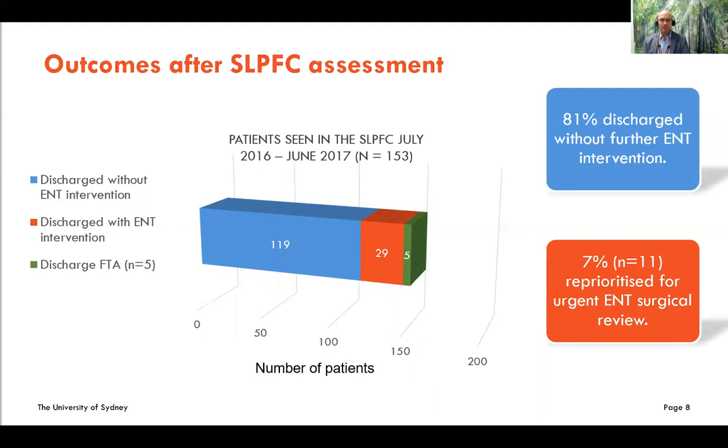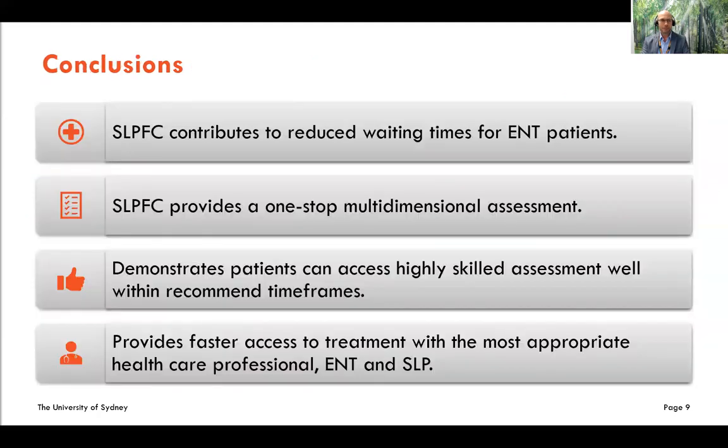However, 11 of those patients were recategorized for urgent ENT management for reasons including organic pathology in the larynx. They were subsequently seen by ENT after an average of 15 days, whereas they may otherwise have stayed on the waiting list for many, many months as a low category patient. There were no recorded adverse events for any of the patients seen in the speech and language pathology first contact clinic. So in conclusion, this study demonstrates the speech and language pathology first contact clinic provides a timely one-stop, multidimensional assessment for eligible patients, and it supports faster access to the most relevant treatment pathway. However, it's a model that's not readily available and needs further research.